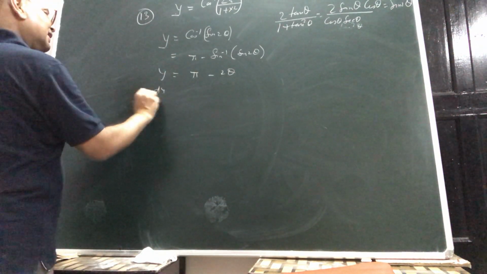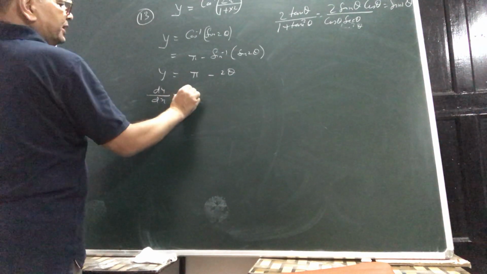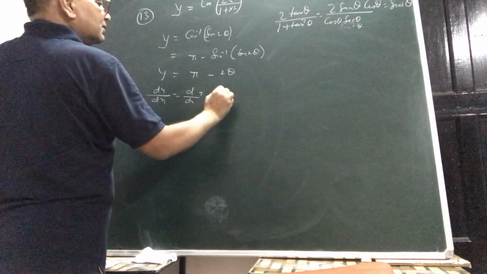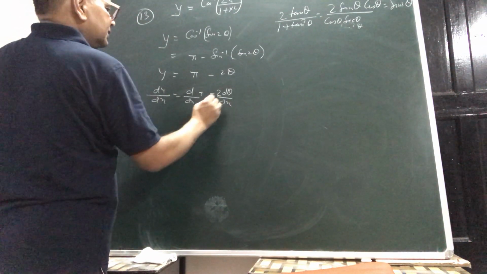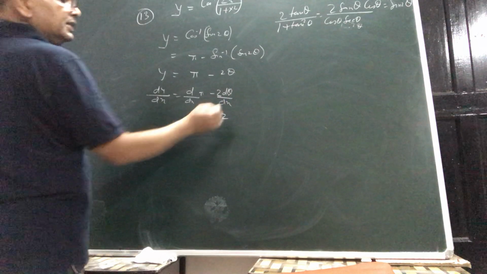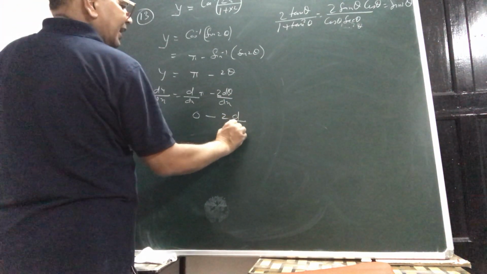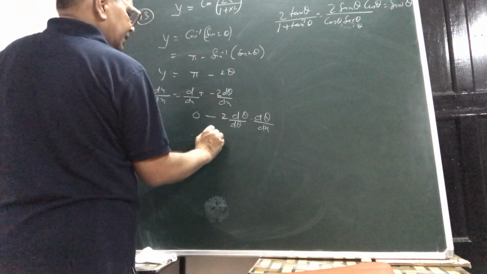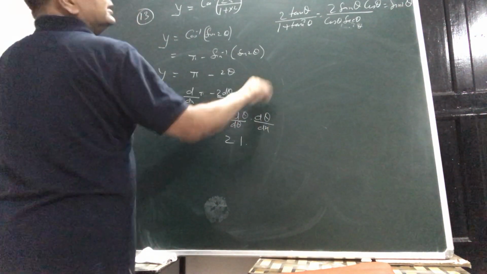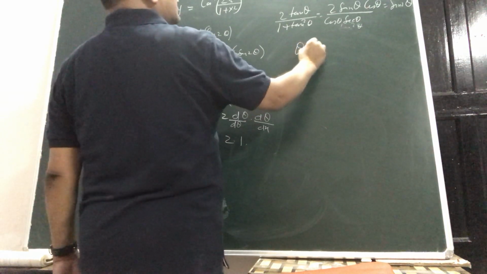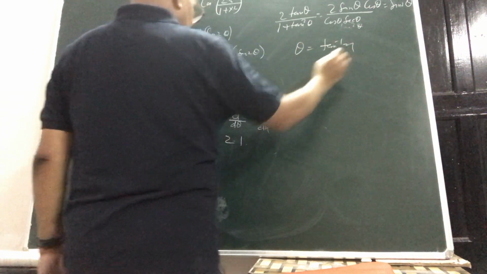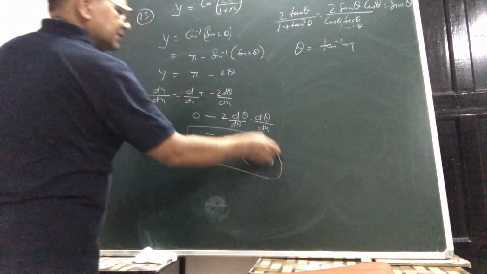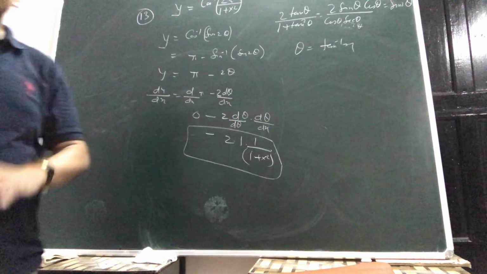So dy by dx is now simple: it will be d upon dx of pi minus d upon dx of 2 theta, and this is 0 minus 2 d theta by dx. Again you have to rewrite it as d theta by d theta into d theta by dx, so minus 2 into 1 into d theta by dx. X is equal to tangent theta, so theta is equal to tan inverse x, and just now you have seen that it is 1 upon 1 plus x square. So this is the answer. So today I stop here.